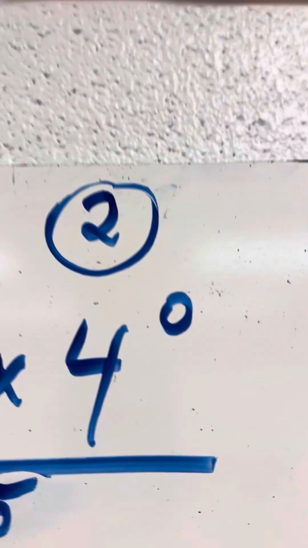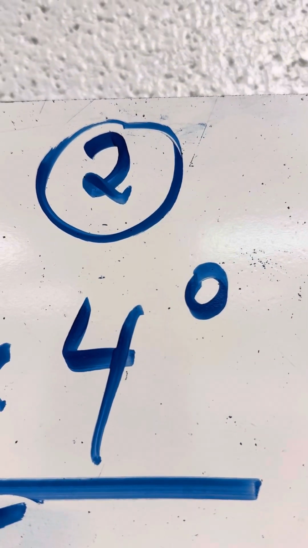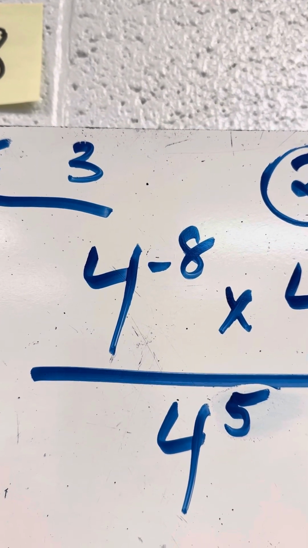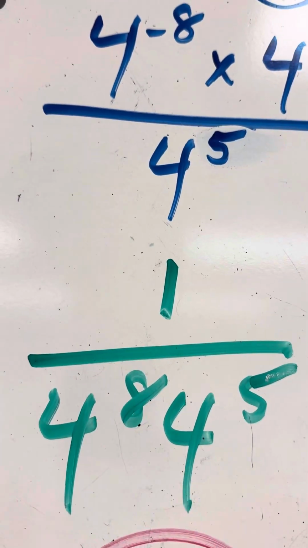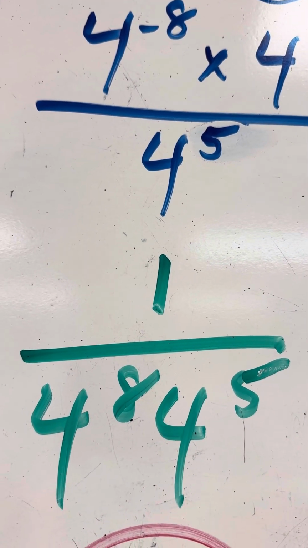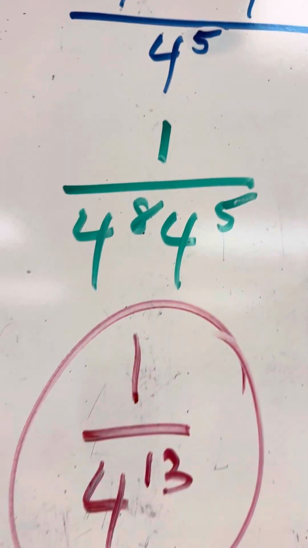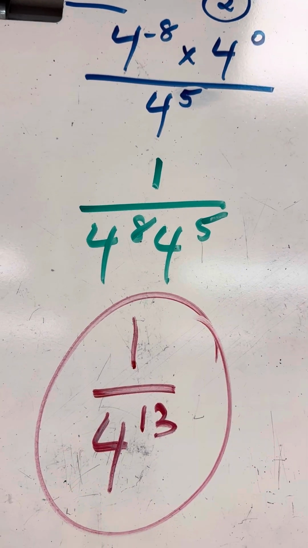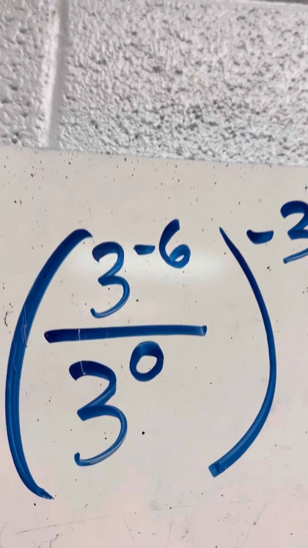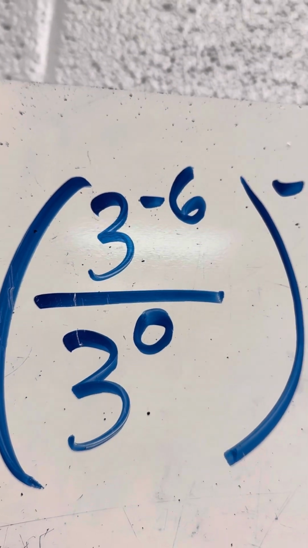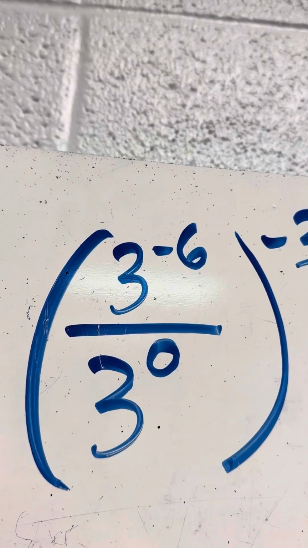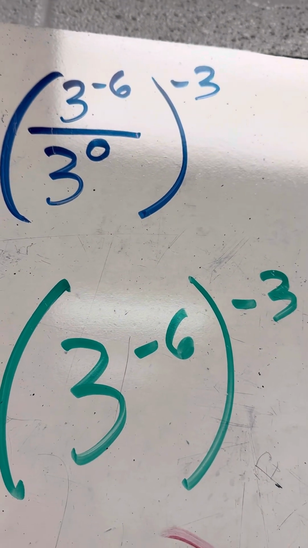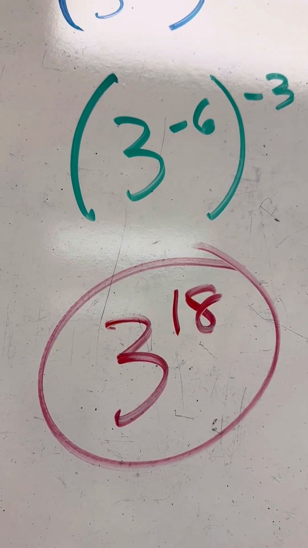Over here, what's 4 to the 0 power? 4 to the 0 power is 1, right? So 4 to the negative 8th power, I'm going to move that to the bottom and make that 4 to the 8th power with the 4 to the 5th power. What's 4 to the 8th times 4 to the 5th? 4 to the 13th. So your answer is 1 over 4 to the 13th. What's 3 to the 0 power? 3 to the 0 power is just 1, right? So now you just have 3 to the negative 6 to the negative 3rd. What's negative 6 times negative 3? Positive 18. Done.